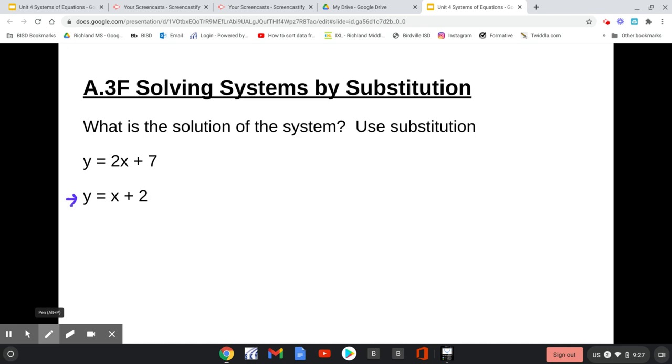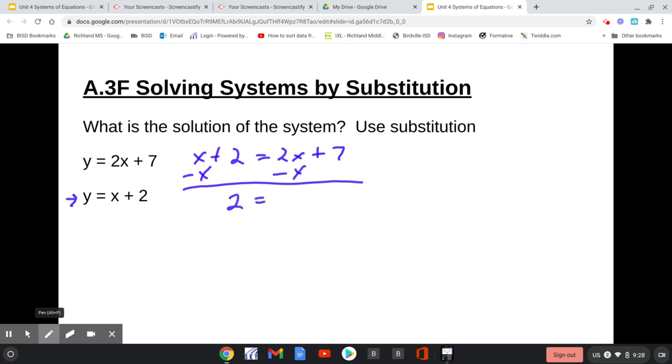So I know that this is y equals x plus 2. So for this top equation, I'm going to rewrite it as x plus 2 in place of y because we can see that y equals x plus 2 equals 2x plus 7. Now I'm going to solve for x. So I'm going to subtract x on this side. I do it there, I got to do it here.